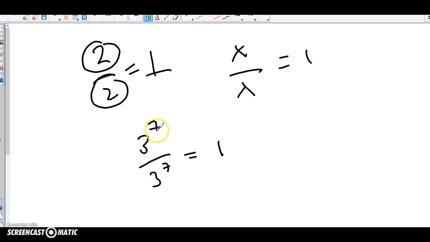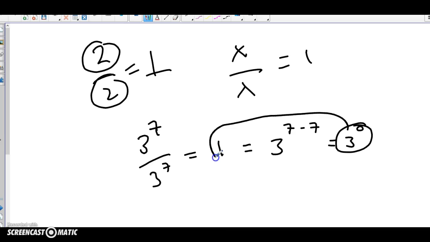Now we're going to look at the exponent rules to figure out how this works with the exponents. This is dividing 3 to the 7 by 3 to the 7. When you divide, you subtract the exponents. So that's the same as 3 to the 7 minus 7 as the exponent, which is 3 to the 0. And you notice that 3 to the 0 is, in fact, 1.